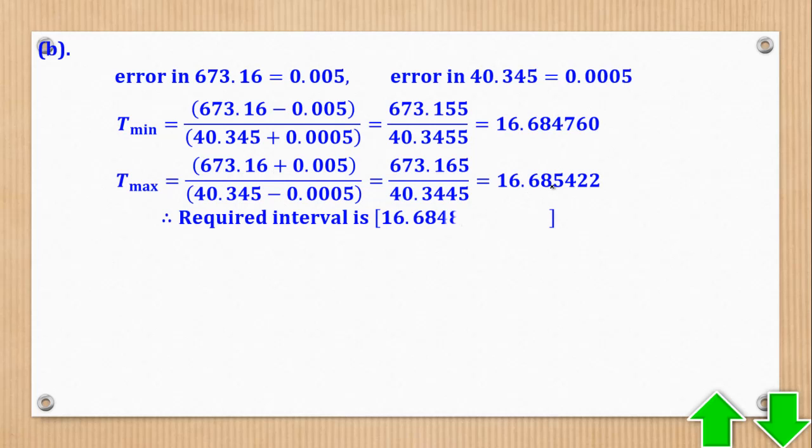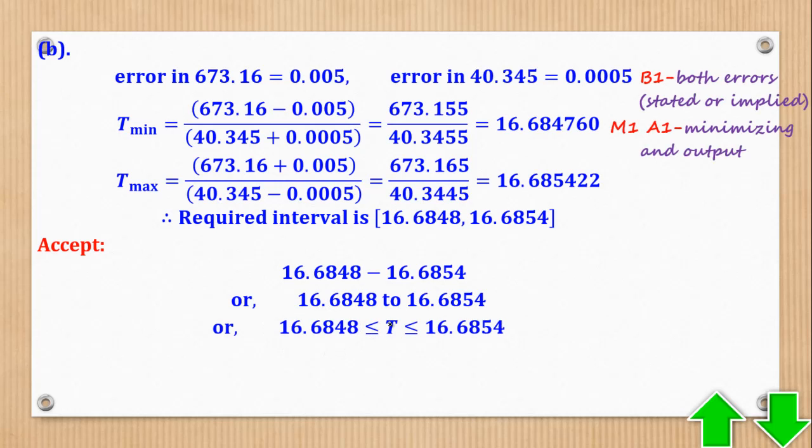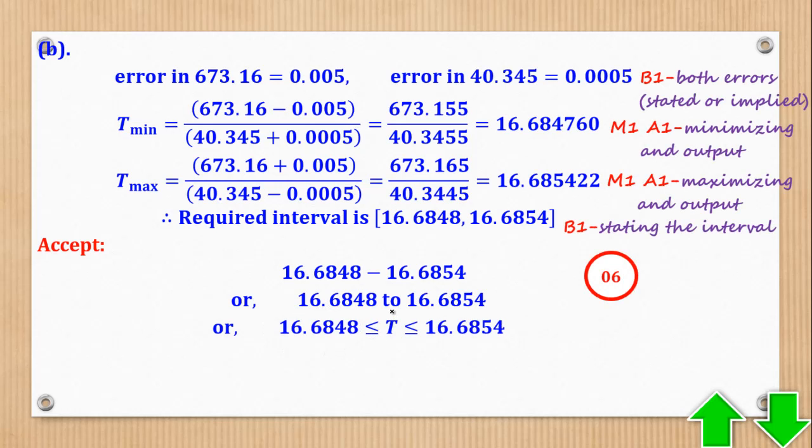Then you can write your interval in that form, square bracket. It must be square bracket. If you use a curved bracket, it is not okay. Other ways of writing an interval can be this dash this, or you can write in words this to this, or you can write in terms of inequalities. Any is okay. And that's how we could get the 6 marks.